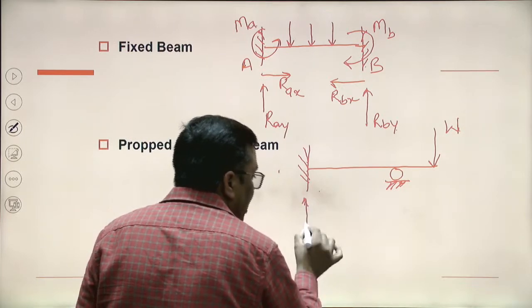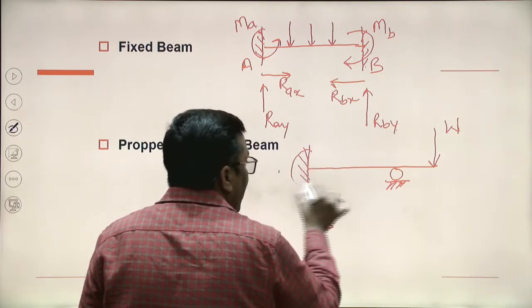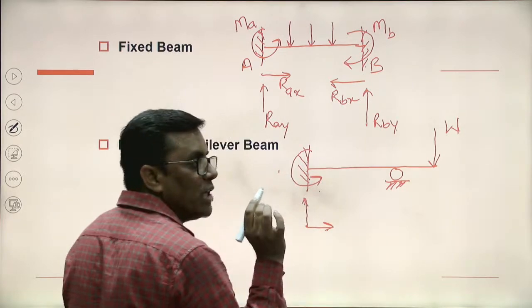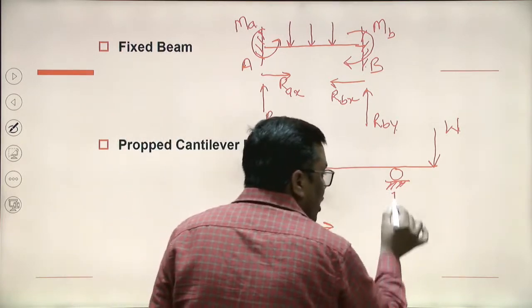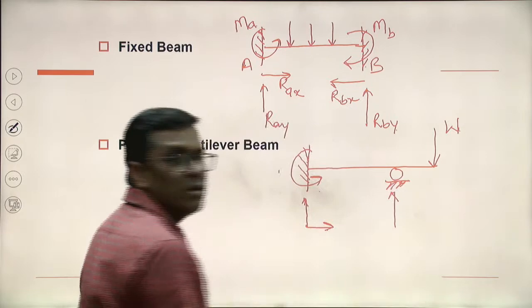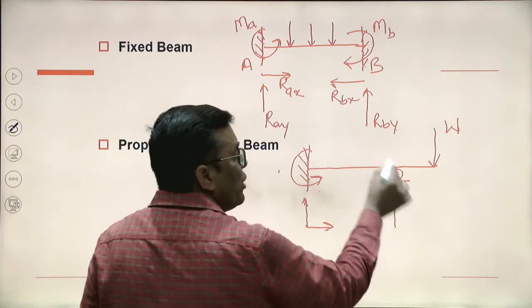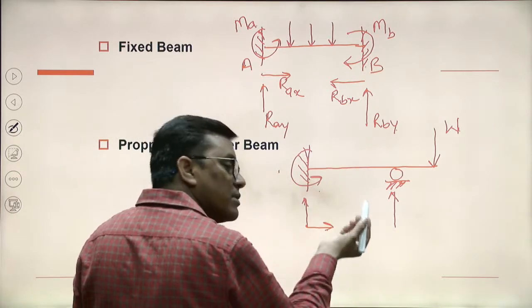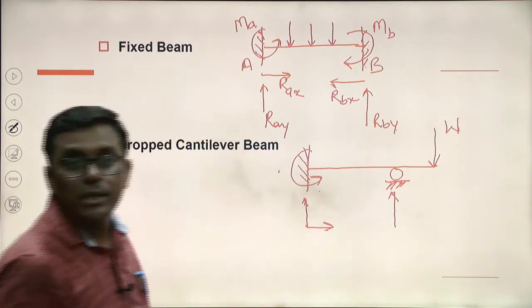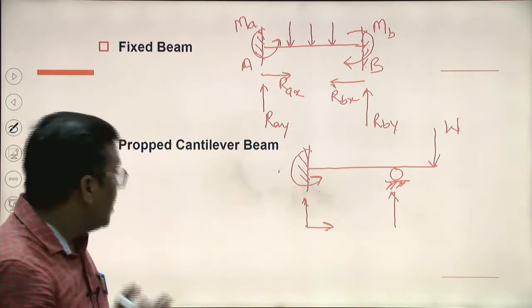Here there are vertical, horizontal, and rotational reactions. Here at the roller support, there will be one more. So there are 4 unknown reaction forces. Statically indeterminate. Okay.